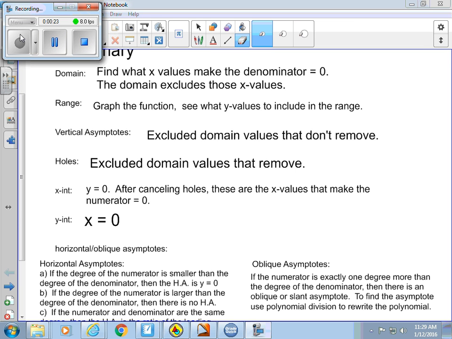Square roots, because square roots can't be negative underneath. So if you're solving a domain question, you have a square root, you make sure the inside of the square root's not negative. Logarithms can't be negative or 0, so the inside of a logarithm has to be greater than 0.